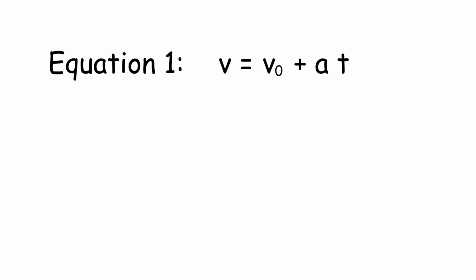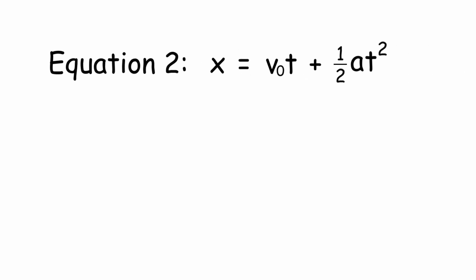Equation 1. Final velocity equals initial velocity plus acceleration times time. This equation gives us the final velocity after an object accelerates over a period of time. It's perfect for questions where you're given the initial velocity, the acceleration, and the time.